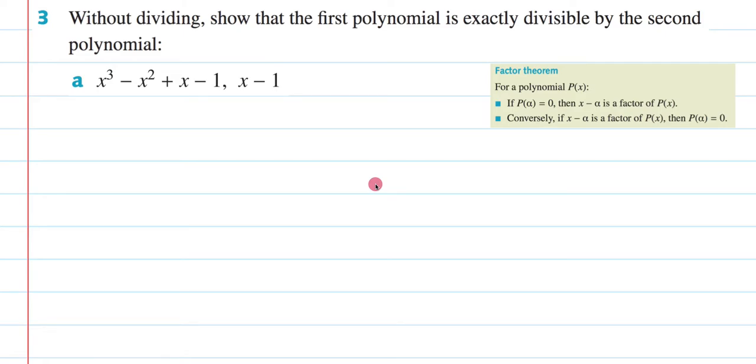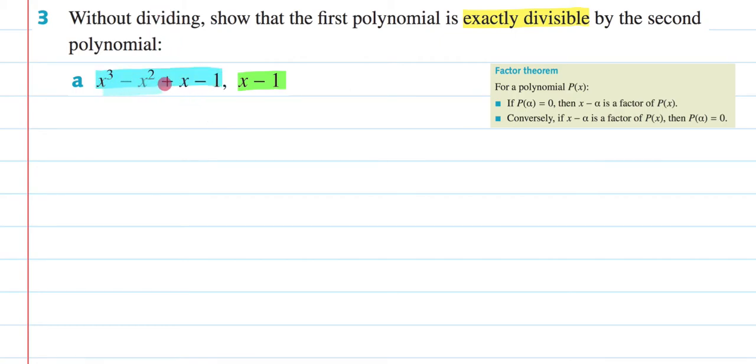We are going through exercise 6C, and in this video I'm going through 3A. So let's give it a read. It says, without dividing, show that the first polynomial is exactly divisible by the second polynomial. So here are our two polynomials. Now the key phrase here is exactly divisible, which means that this is a factor of this.